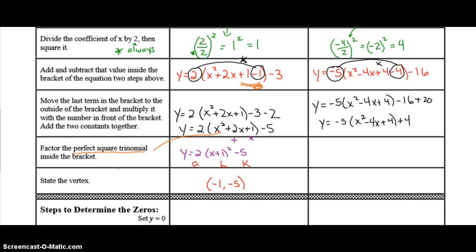And last step is to factor. So what multiplies to +4 and adds to -4? Remember, both of the numbers have to be the same, and both of those numbers have to be -2 and -2 in this case. So this would be x minus 2 squared, and on the outside you have plus 4. So the vertex is, there's your H, there's your K, so your vertex is at 2, 4.